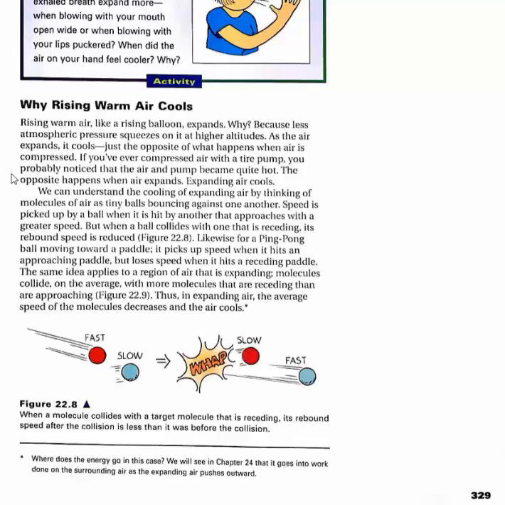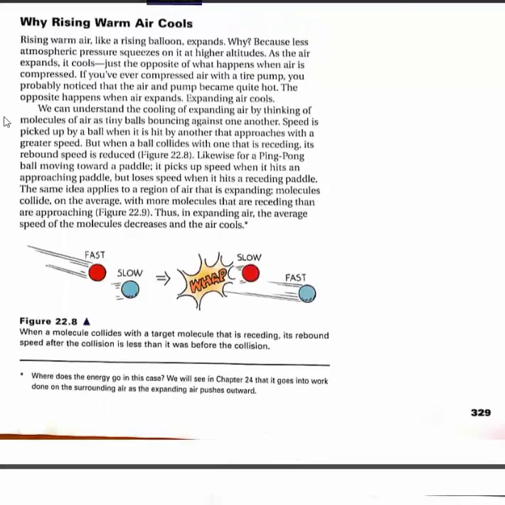Expanding air cools. We can understand the cooling of expanding air by thinking of molecules of air as tiny balls bouncing against one another. Speed is picked up by a ball when it is hit by another ball that approaches with a greater speed. But when a ball collides with one that is receding, its rebound speed is reduced. It slows down. Likewise, for a ping pong ball moving toward a paddle, it picks up speed when it hits an approaching paddle, but loses speed when it hits a receding paddle.